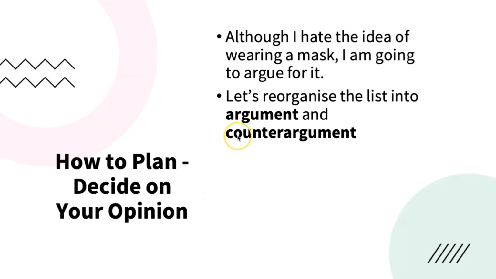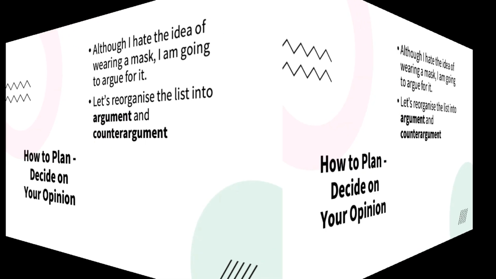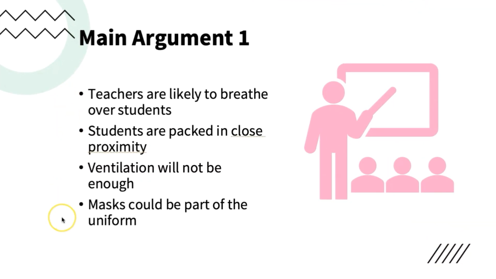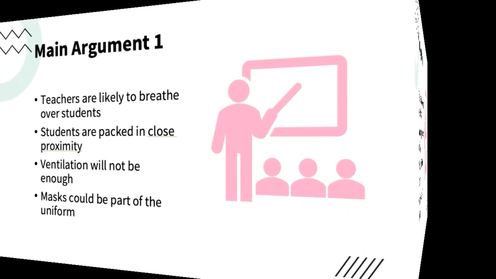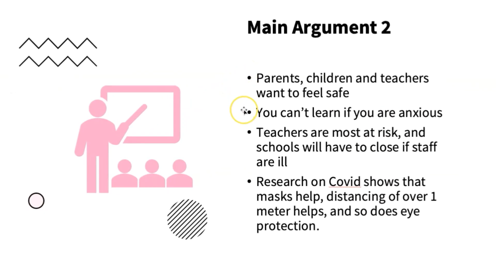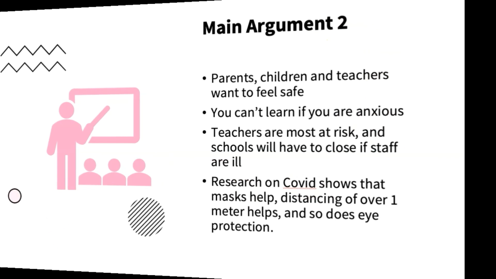So let's reorganize the list so that it has 2 arguments and a counter argument. Here is my main argument. You can have a read through these just to see what I've linked together. The important thing to realize is these 4 bullet points in my mind are thematically linked. They go together easily and they'll fit together well in a paragraph. Then I found another 4 bullet points which I think also go together well as a group, and they will be my second main argument and will go together again as a paragraph.